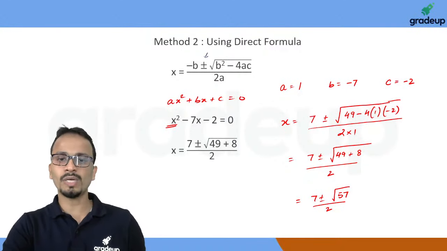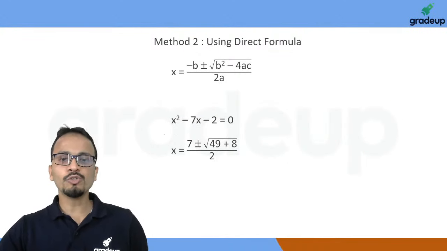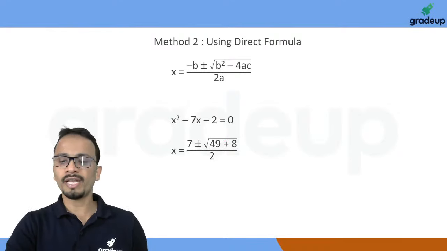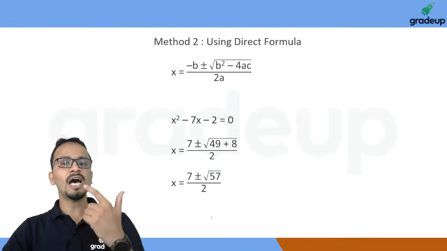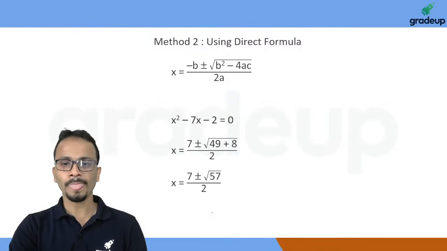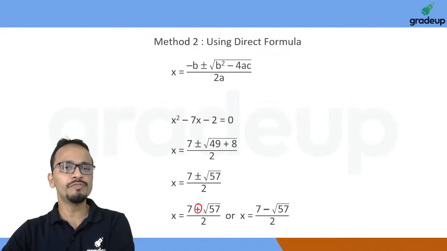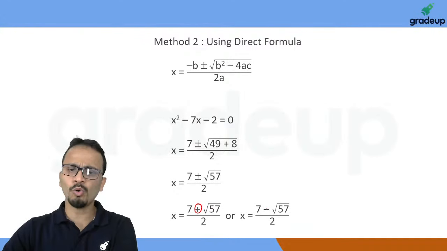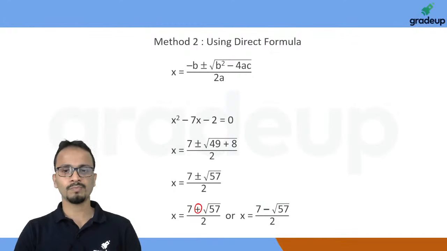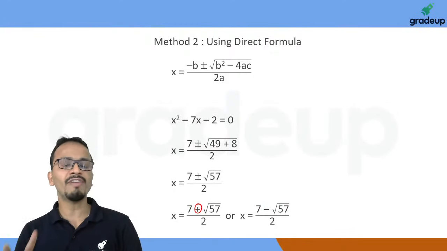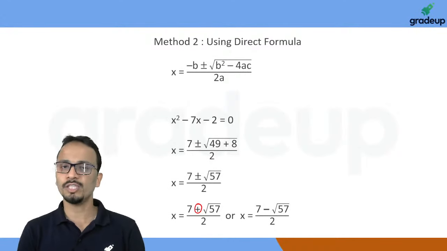So let's have a look at it once again. So it will be x is equal to 7 plus minus under root of 49 plus 8, the whole divided by 2. So it is 7 plus minus under root of 57 divided by 2. So one value of x will be 7 plus under root 57 upon 2 and the other value of x will be 7 minus under root 57 upon 2. All right, so these are two different values of x which we have obtained. So x is either one of these two numbers.